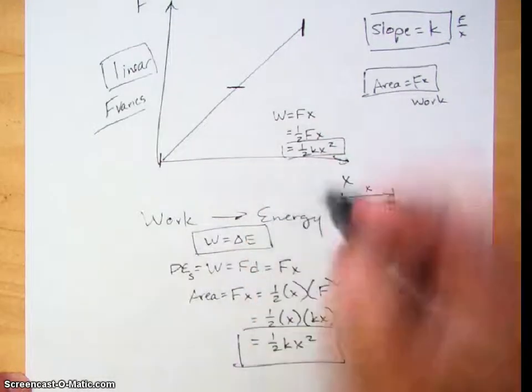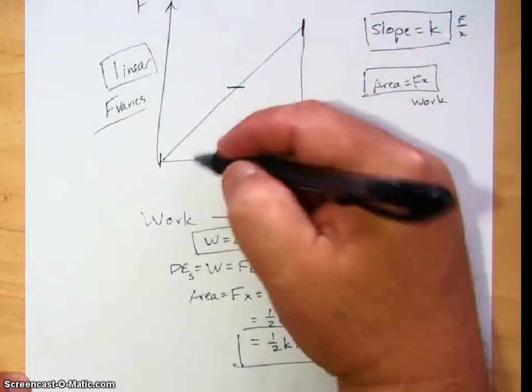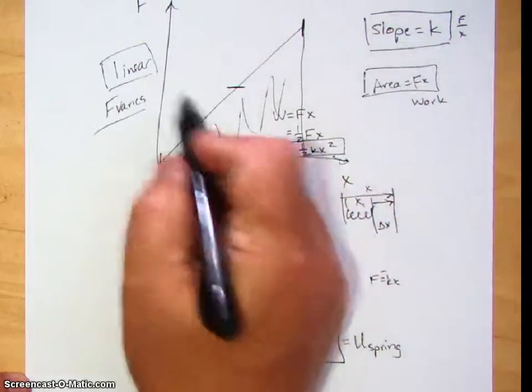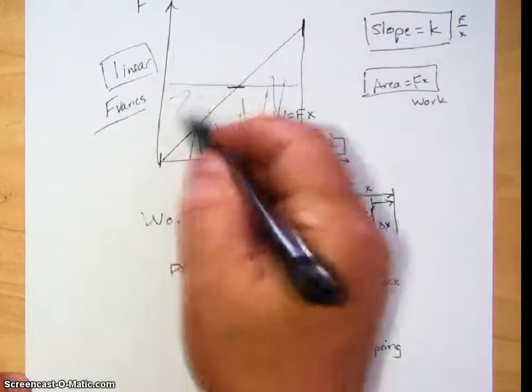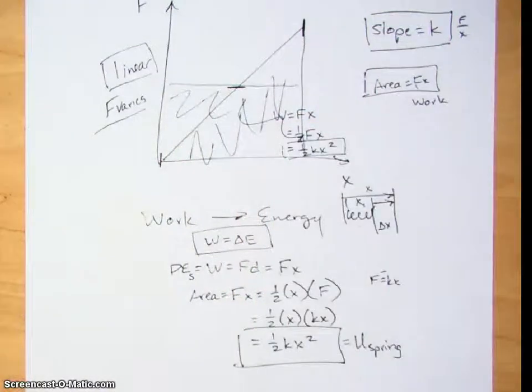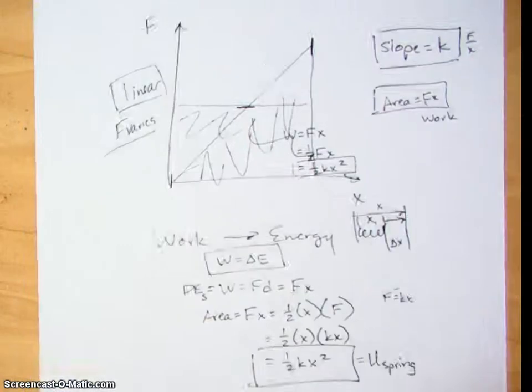What it essentially means is this area under the graph here is the same as that area there. Those would be the same area when we do it. One's a triangle, one's a rectangle, but they would be the same thing. Okay, let's take a look at an example with this.